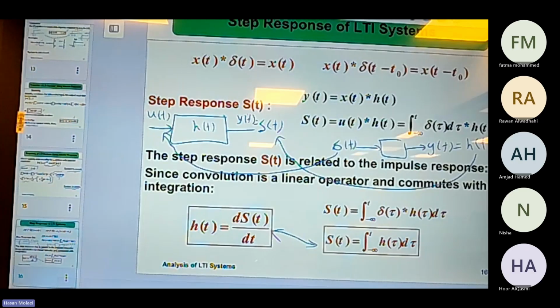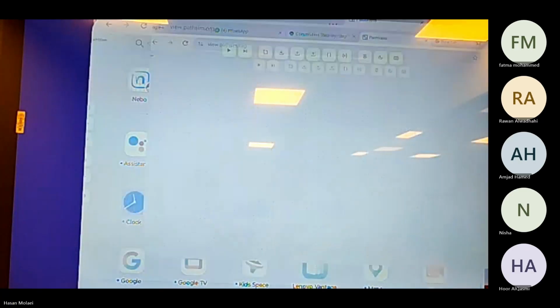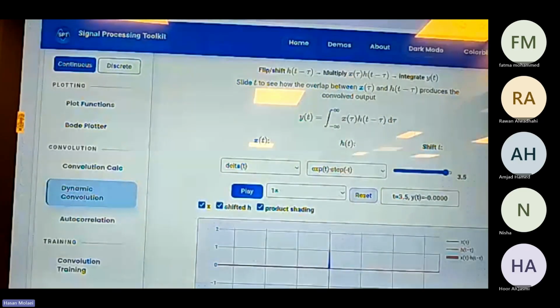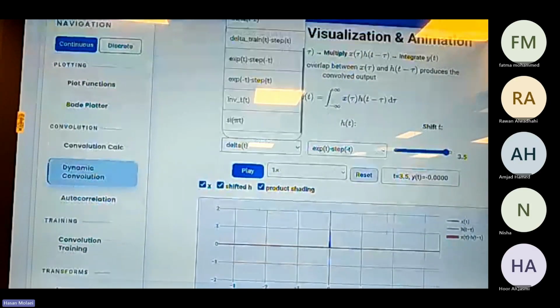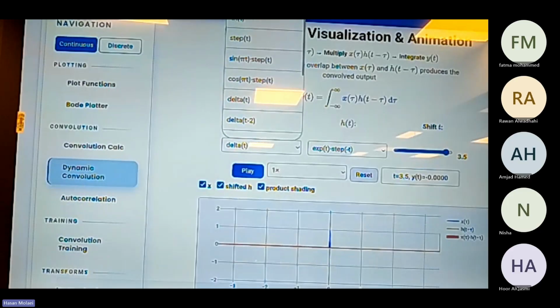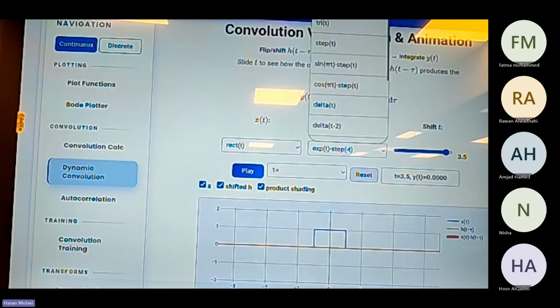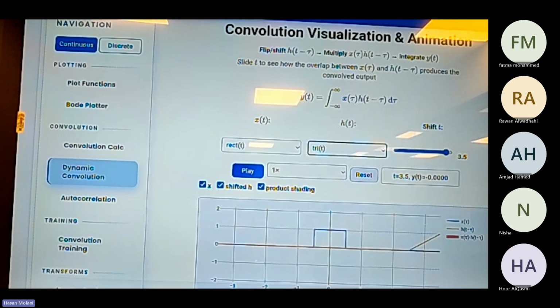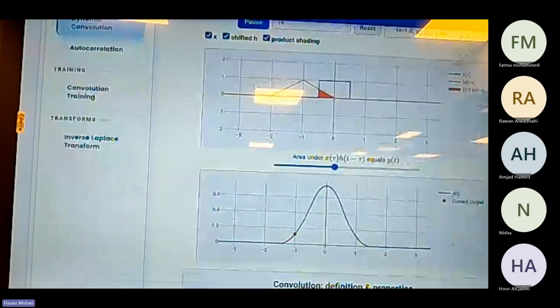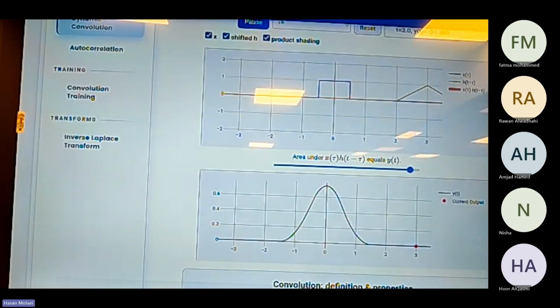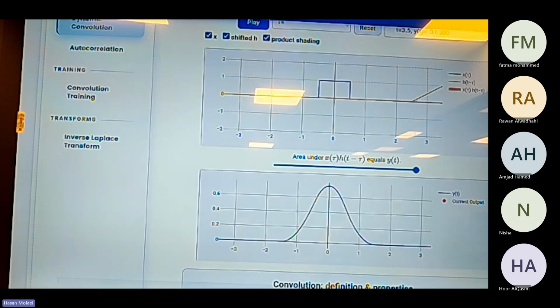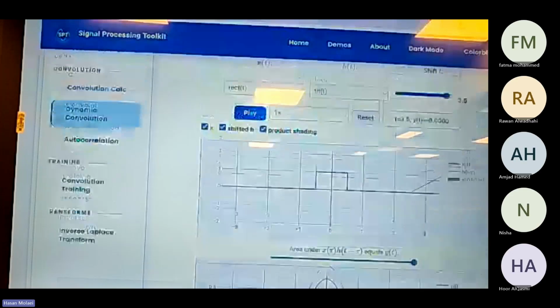I wanted to show you one slide just to play with for convolution. I will send a link. For example, we have a rectangle here and a triangle here. We can put the functions in and calculate the convolution.